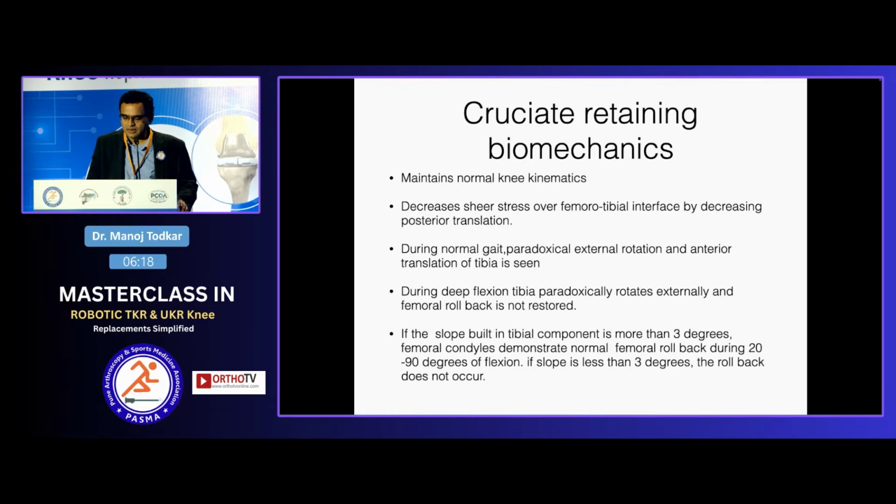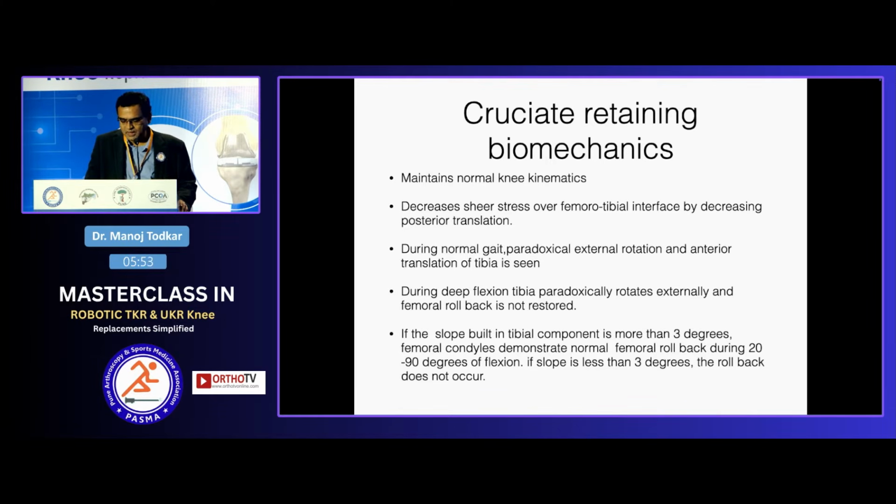In cruciate retaining biomechanics, the PCL is retained and the ACL is sacrificed. It decreases the shear forces over the femorotibial interface by decreasing the posterior translation. During normal gait, the paradoxical external rotation and anterior translation of the tibia is seen. And during deep flexion, the tibia paradoxically rotates externally and femoral rollback is not restored.